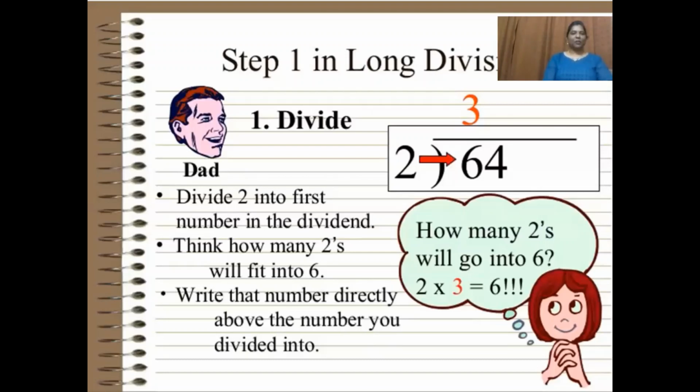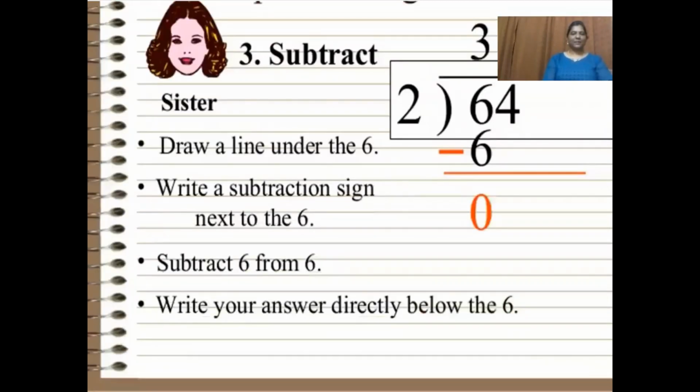Exactly. Now write the number exactly above the number you divided into. That is 6. Now draw a line under 6. Write a subtraction sign next to 6. Children, we already know in division we subtract. So subtract 6 from 6. Write your answer directly below the 6.